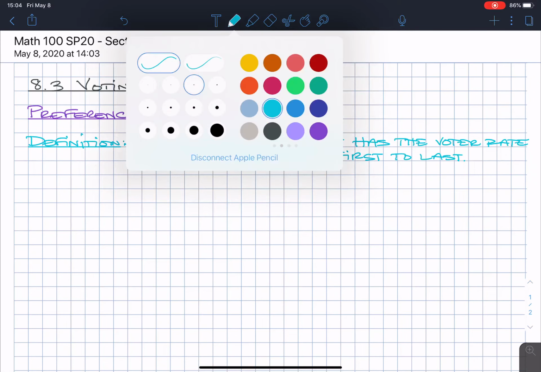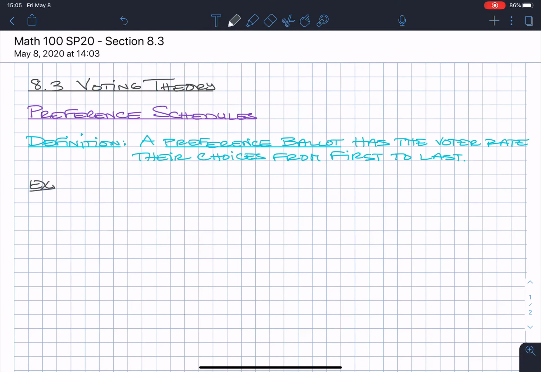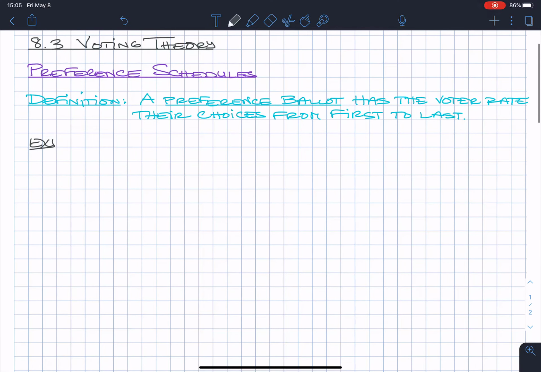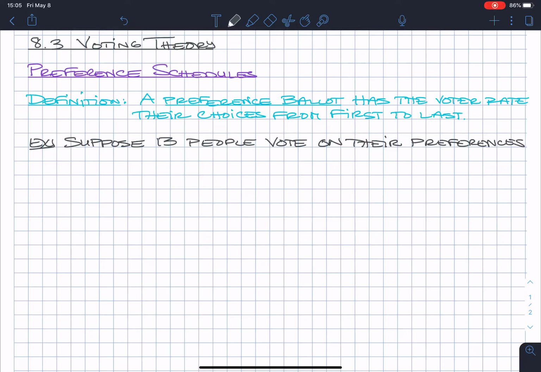Okay, so for example, suppose 13 people vote on their preferences between dogs, which we'll call capital D, cats, which we'll call capital C, and rabbits, which we'll call capital R.